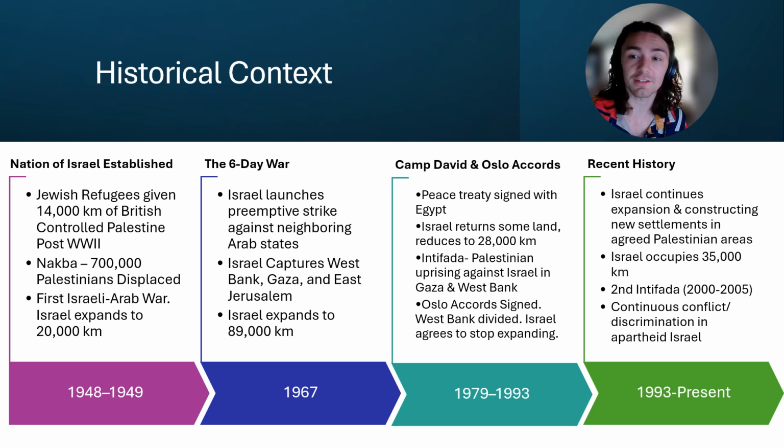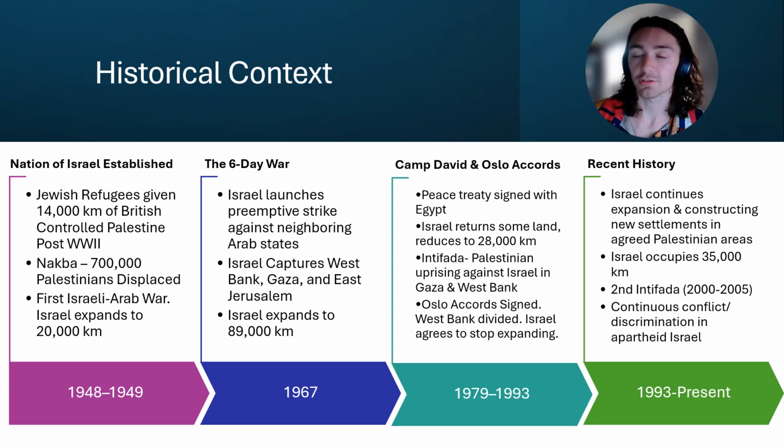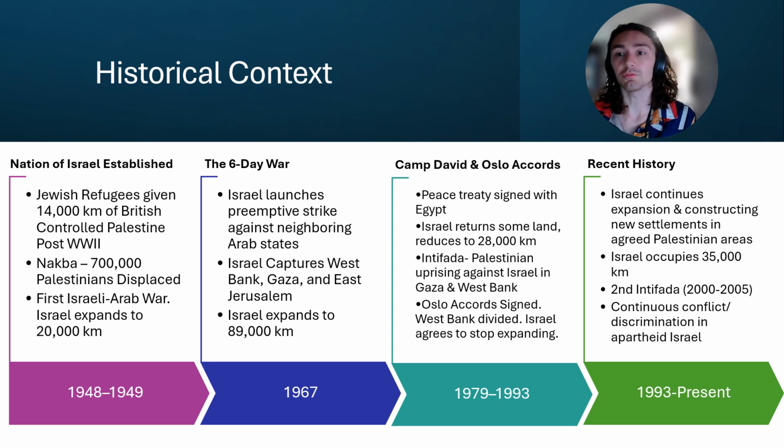In the early 2000s, we had the second Intifada, which was another Palestinian uprising, and there's just been continuous conflict, and Israel has been described as an apartheid state for the way that they treat the Arab people in their nation. There's a lot of discrimination. They do restrict access to a lot of services, and they generally keep the Gaza Strip and some of the West Bank kind of under wraps, as they are Israeli occupied at the moment.